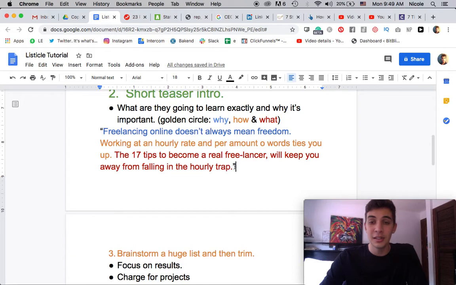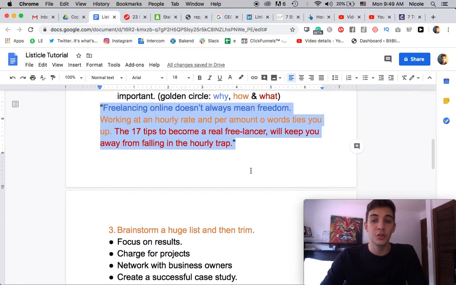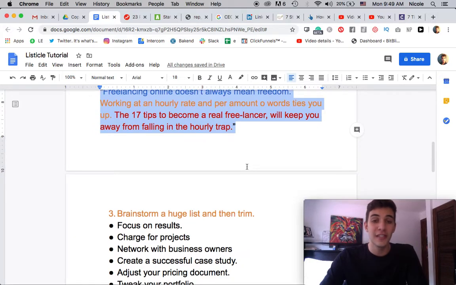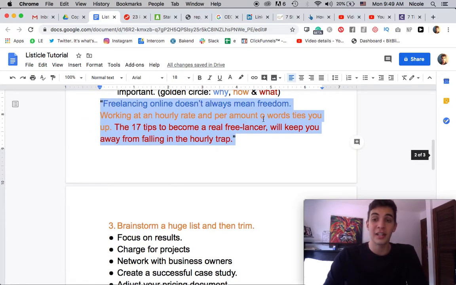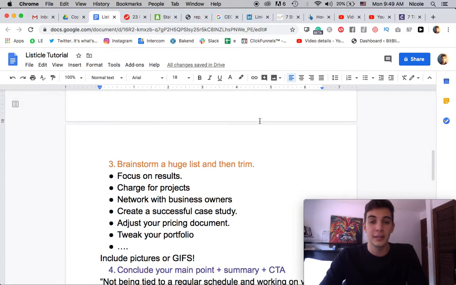And then you're telling them the what. The 7 tips to become a real freelancer will keep you away from falling into the hourly trap. So you're getting their attention and telling them what they're going to get, right? All of this gives people a reason why they should read, why they should invest their time. Most people probably won't even read this, but if they do, you're going to get them more engaged. Most people are just going to jump into the list.